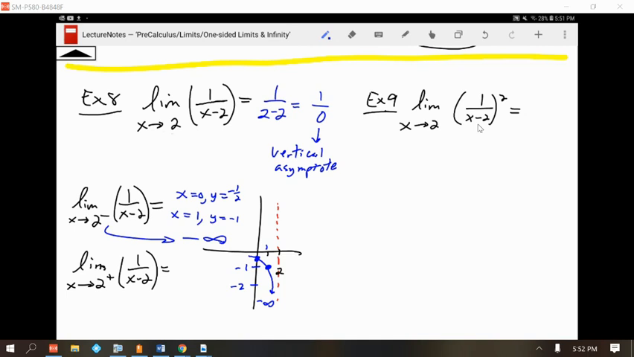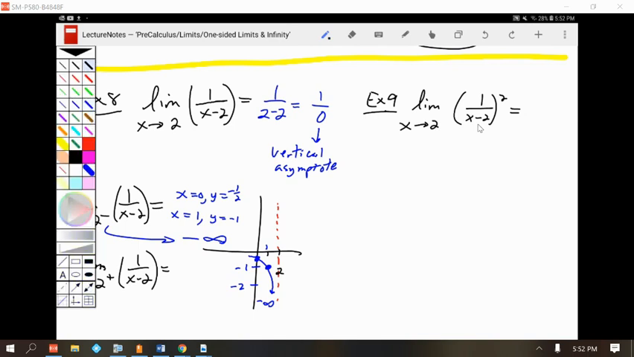Well, remember the question was actually both sides of 2. So I need to check the right side. And maybe you're thinking, well, on the right side, it has to go to positive infinity, doesn't it? It doesn't necessarily have to. No, it doesn't. So we have to check. I need to check 2 numbers on the right side of 2. And I would check 3 and 4.